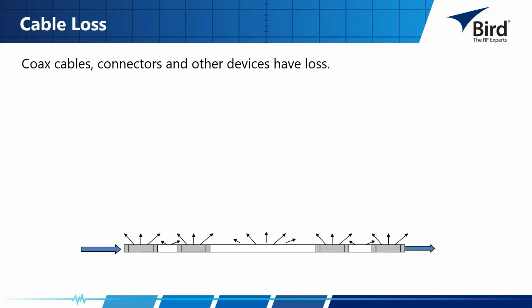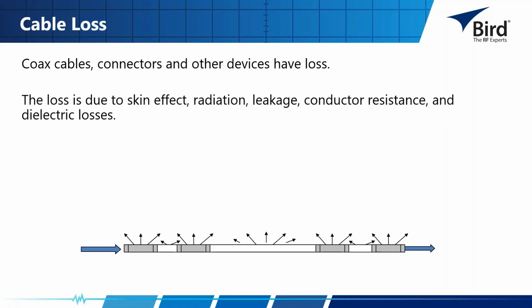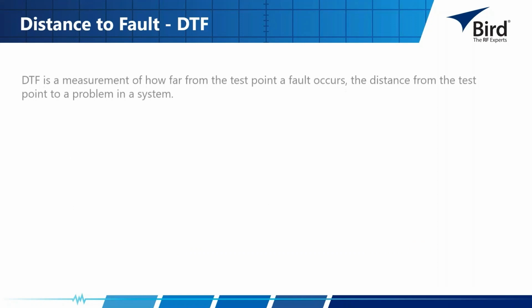A cable loss measurement would be the coax cables, connectors, and other devices. They all have loss. The loss is due to skin effect, radiation, leakage, conductor resistance, and dielectric losses. Cable loss is specified by the manufacturer, usually at 1 or 2 particular frequencies. So for a particular cable, you would check the manufacturer specifications for their details.